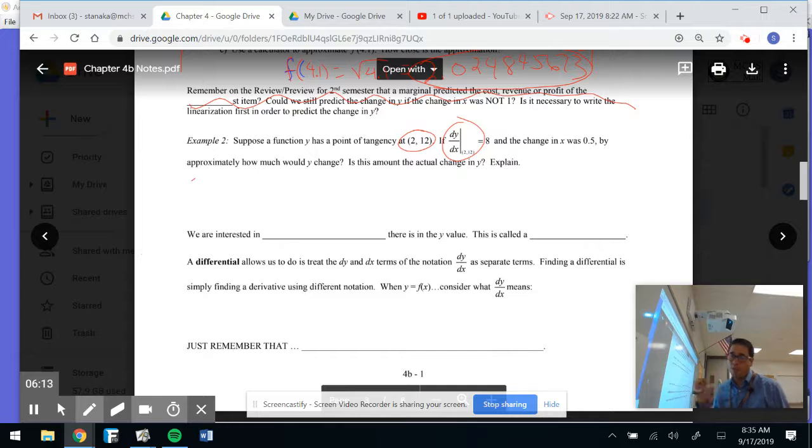which is a slope, right? Rise over run. That all goes together. And the change in x was 0.5. By approximately how much would y change? Is this amount the actual change in y? Explain. All right, let's go ahead and check out this bad boy.